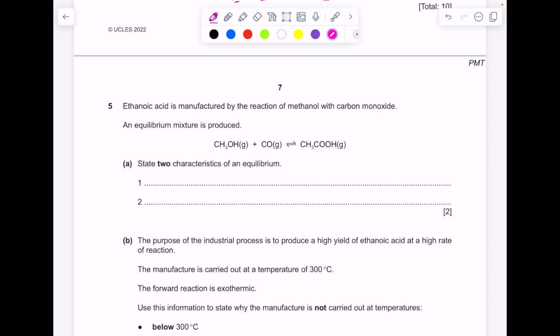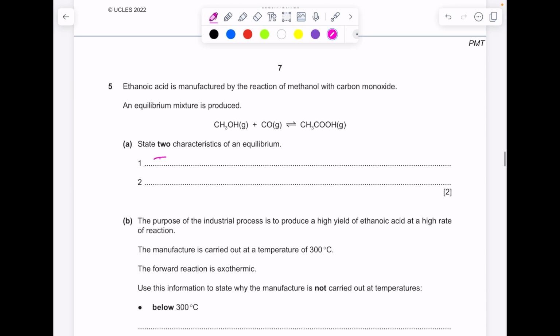Ethanoic acid is manufactured by the reaction of methanol with carbon monoxide. An equilibrium mixture is produced. State 2 characteristics of an equilibrium. First of all, it's the rate of the forwards reaction equals the rate of the reverse reaction.